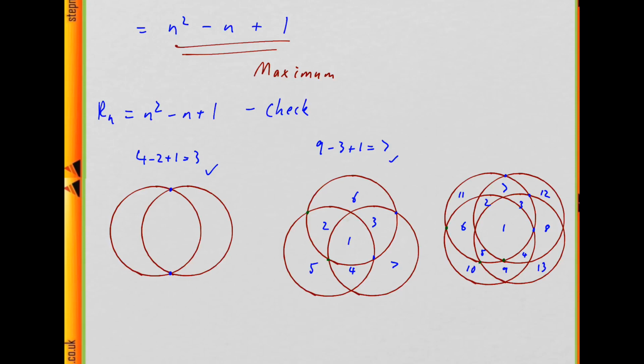But in any case, let's just check our answer. So we can see we counted up to 13 here, and if we stick in n equals 4, we get 16 minus 4 is 12, plus 1 is 13. So that's correct as well. So that's probably enough checking. It looks like our formula is correct.